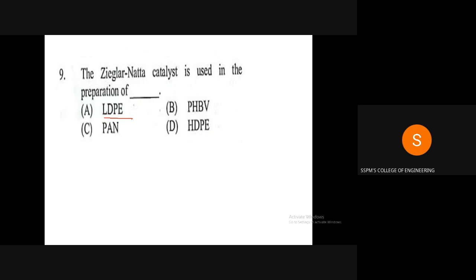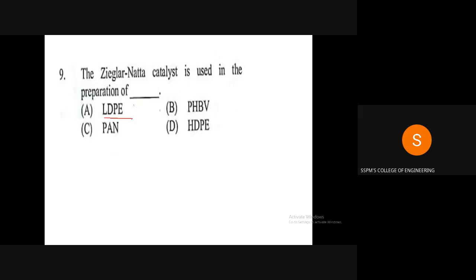So it is again a question on introduction of polymer chemistry. Questions have been asked on three points: the Ziegler-Natta catalyst structure, its preparation and its use.